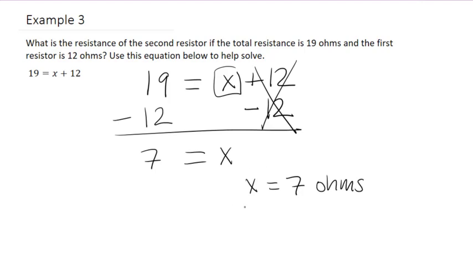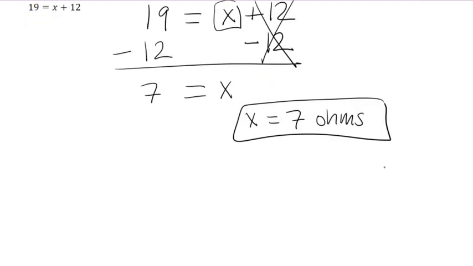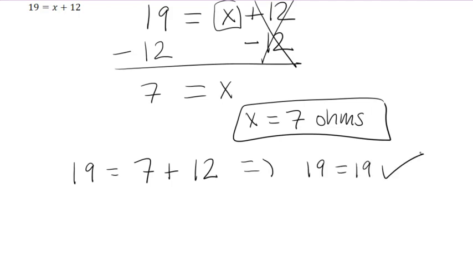And so what this really means, if we were to plug this back in, just to show, we have 19 equals, now instead of putting x, we'll put in 7. So 7 plus 12. So that now becomes 19 equals 19. So that checks out. So x is equal to 7. That's how you could verify if you have the correct answer. So let's do one final example.